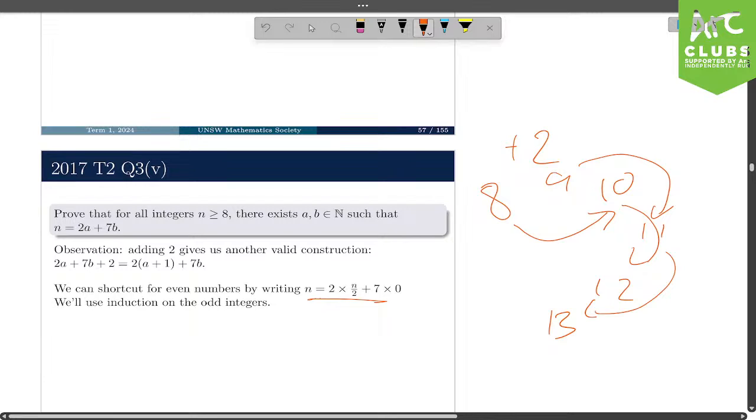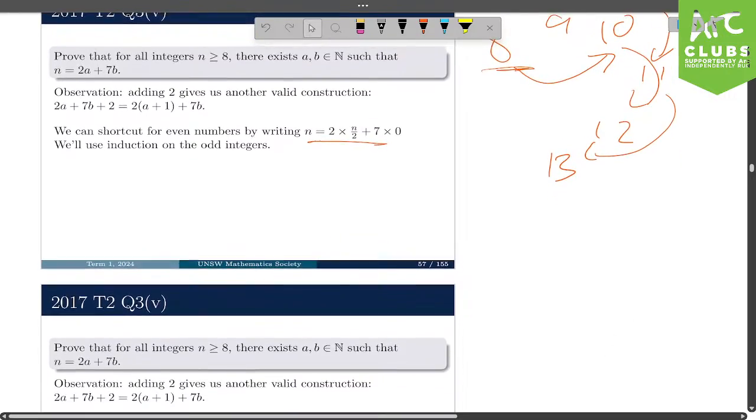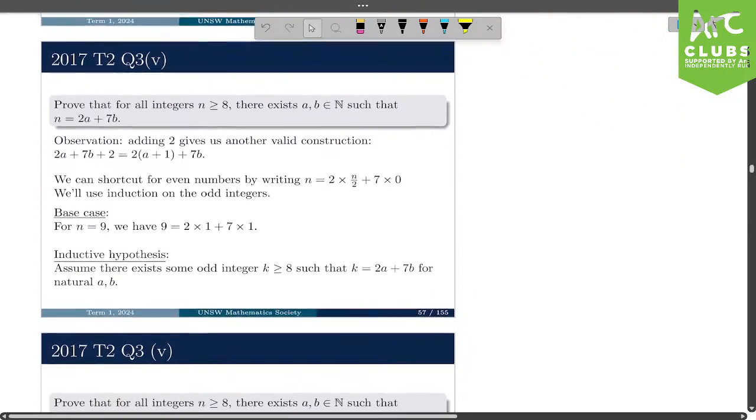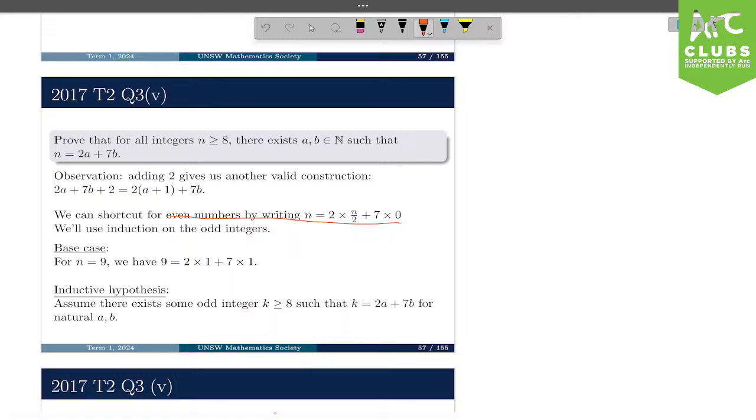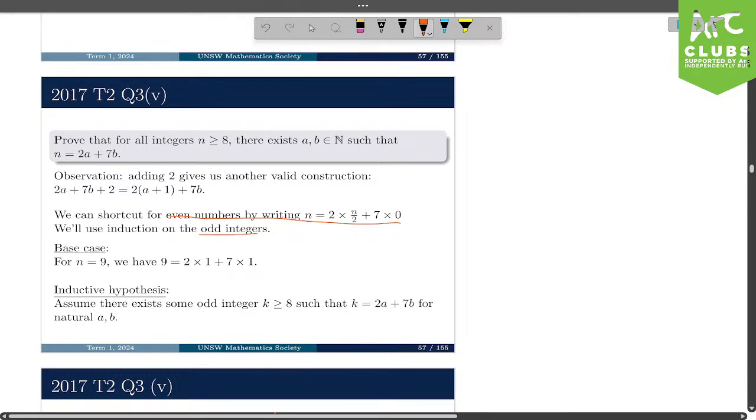That's a bit annoying, so I'm immediately just going to note, I can write every even integer as 2 times something. You can do the construction as well for odd integers. It's actually not that bad, but just to showcase induction, let's use induction. So we start with the base case. We're going to use induction on odd integers, just to clarify. Even integers already have a construction. So for odd integers, we start with n equals 9. That's the first odd integer greater than or equal to 8, and we can see 2 plus 7.